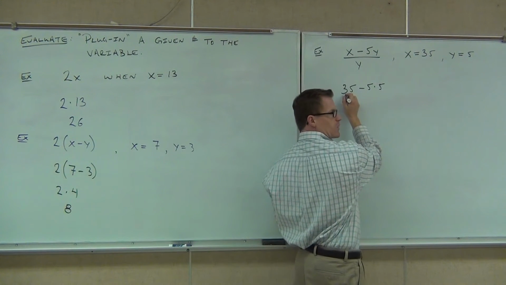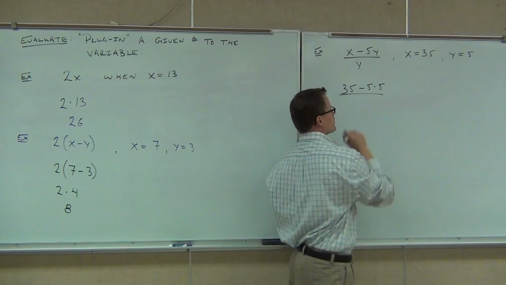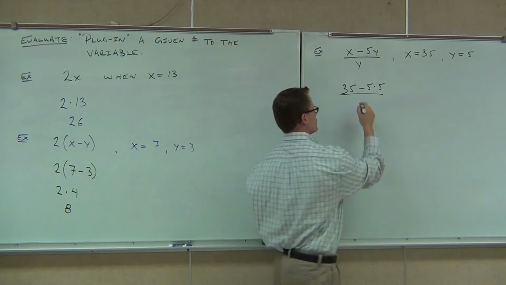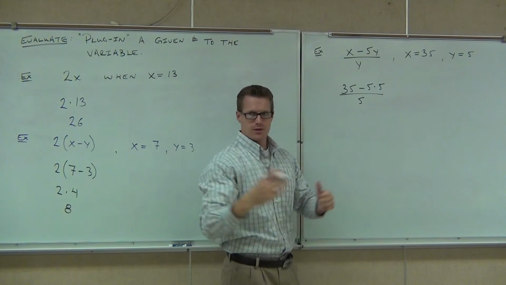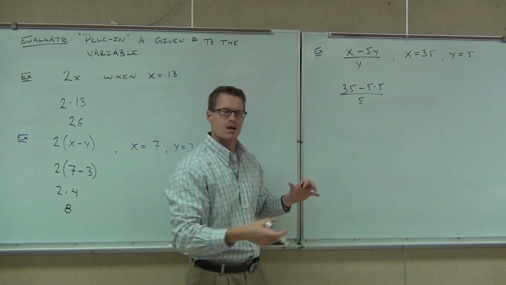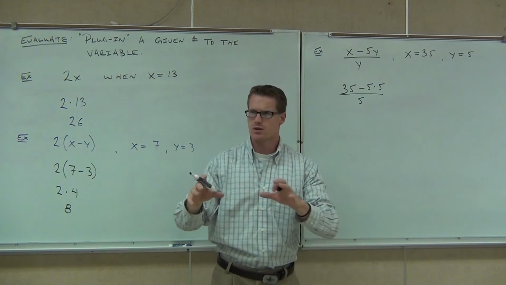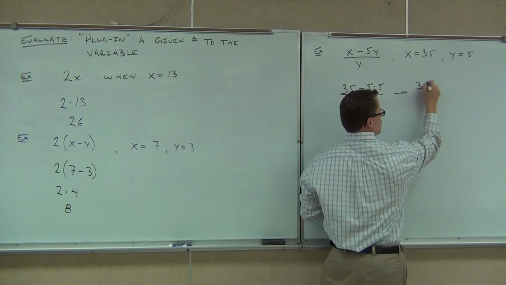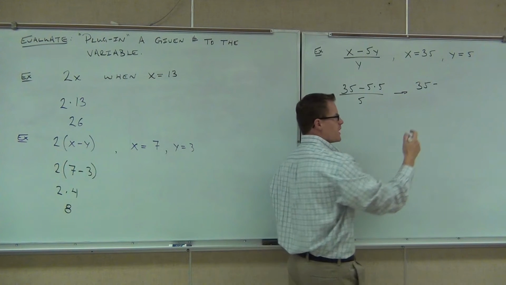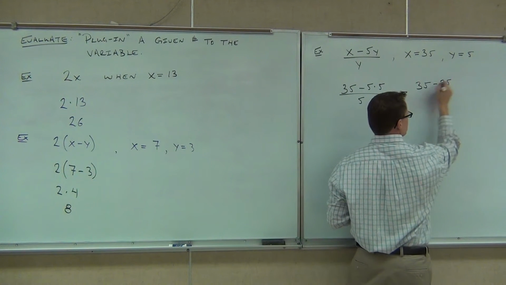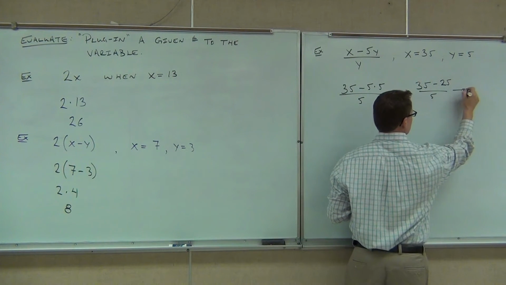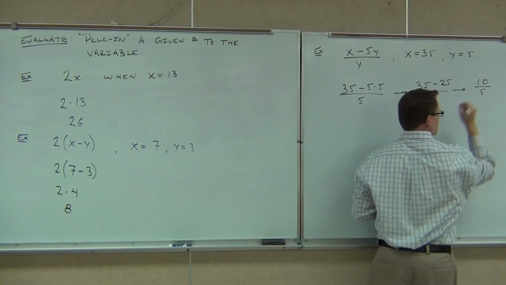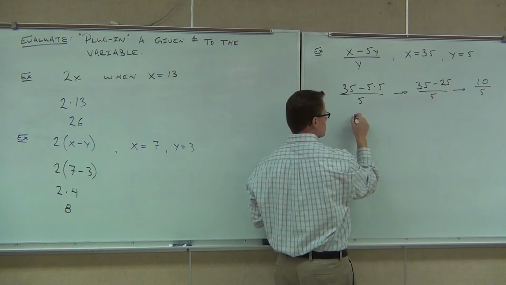Do we still have a fraction mark? Yes. Now what's going to go on the bottom? 5. Good. Now we have another order of operations problem. When we work these out, I'm going to go through this quickly because I know you know how to do this. We just covered that. What we would do is 35 minus 25, of course, because we have multiplication. 10. There you go. 10 over 5. That's going to leave us with 2.